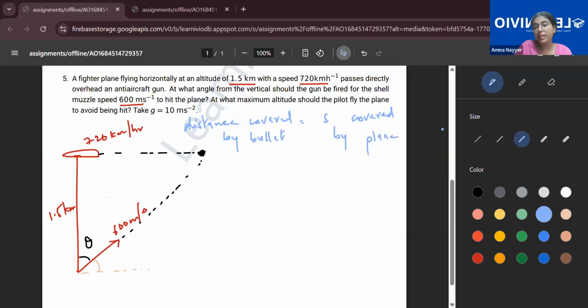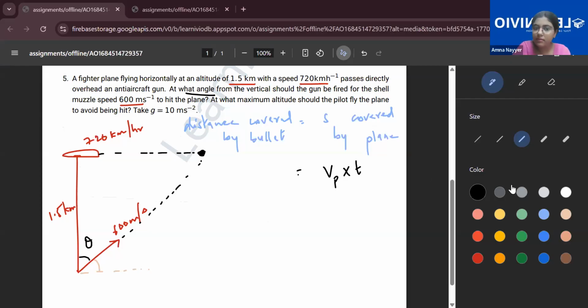is equal to the distance covered by plane. Same thing. Now see, for the plane, we can just say velocity of the plane into time, right? And time will also be the same, because if time is different, then the bullet will not be able to hit the plane, right? So we have to first calculate this angle, and then see later. Now, for the distance covered by the bullet, we again require the speed. So look here, now resolve the vector.